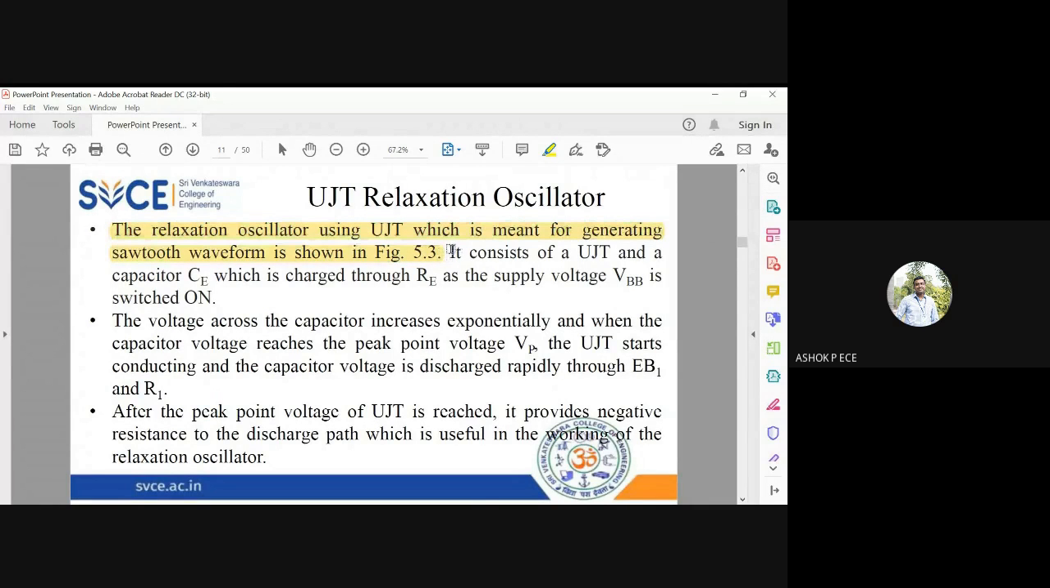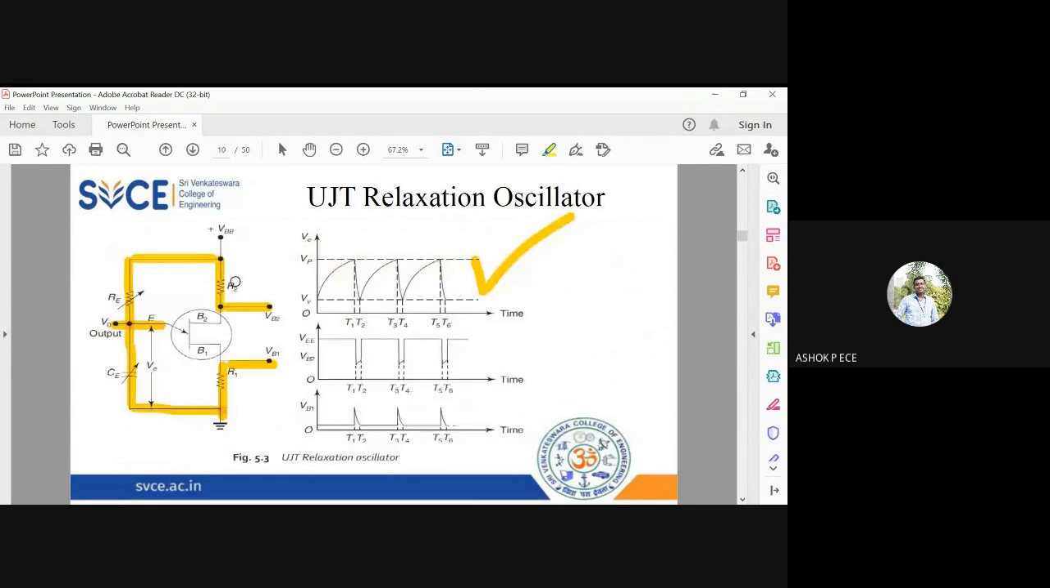So I'm going to construct a relaxation oscillator using UJT, which is going to have capacitor CE and RE and the supply voltage VBB. So whenever you have a resistance and capacitor RE and CE, you know it is going to charge and discharge. The capacitance CE will charge through RE from VBB. So this is the path through which the capacitor will charge, through RE from the supply voltage VBB.